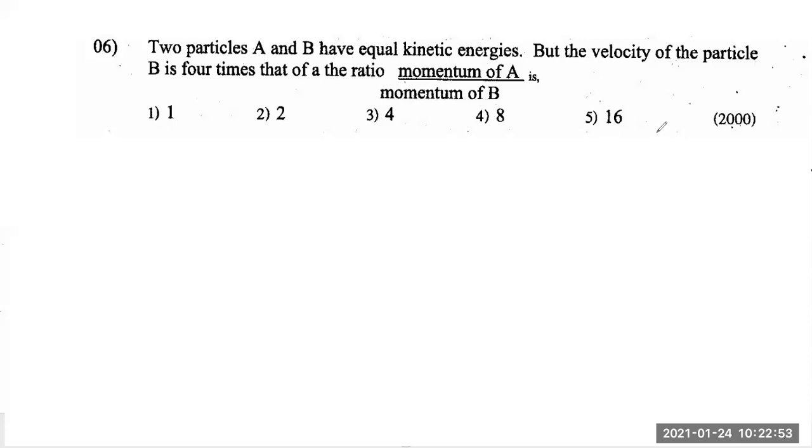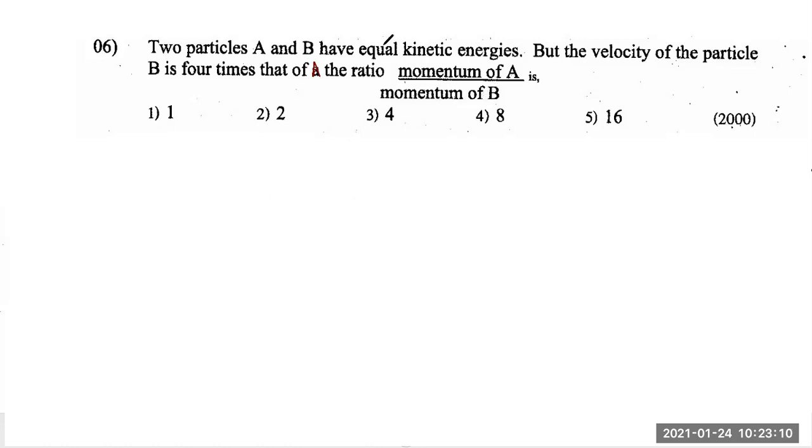Next question is from the year 2000. Two particles A and B have equal kinetic energies, but the velocity of particle B is 4 times that of A. The ratio of momentum of A divided by momentum of B, that's what we are supposed to find out.